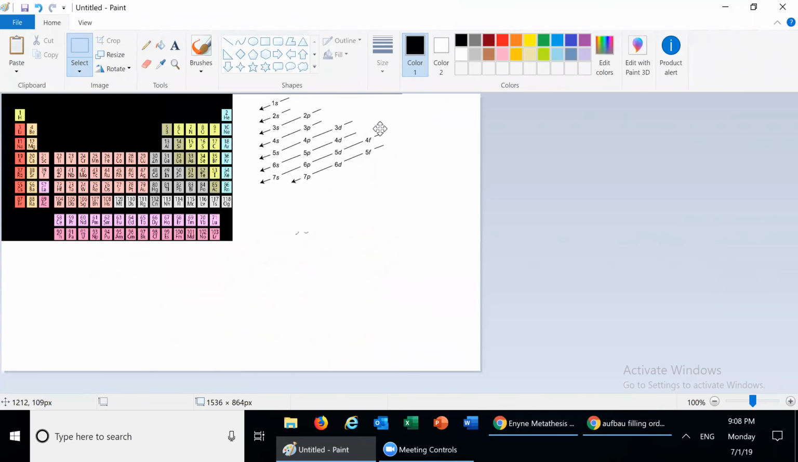Okay, so this picture tells us the order in which the electrons will fill the orbitals, right? So the first orbital to fill is the 1s. And then we go by diagonals. So then the 2s, then the 2p, the 3s, the 3p, the 4s, 3d, 4p, 5s, and you get the idea, right?